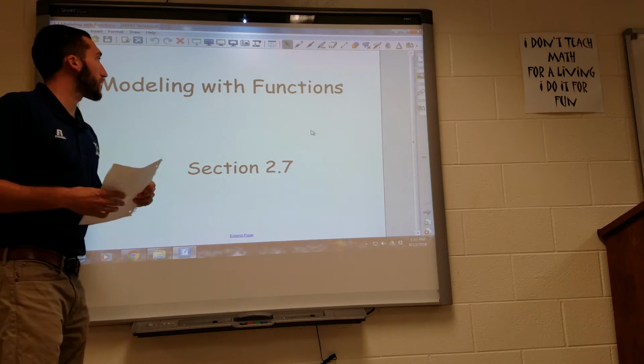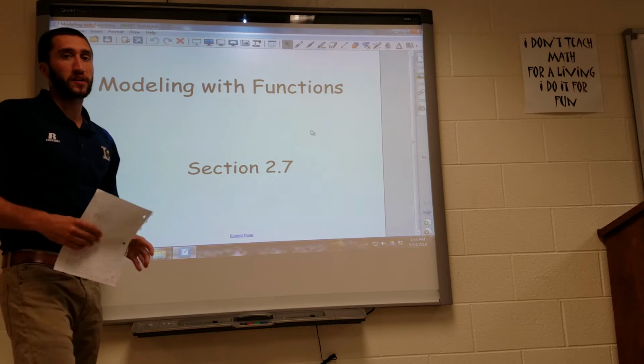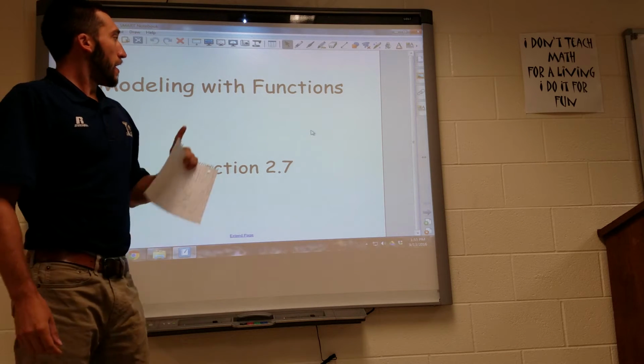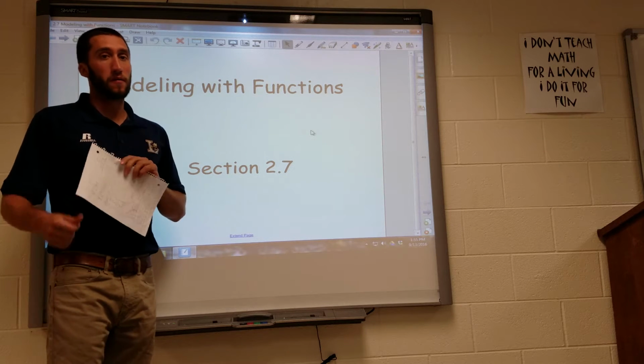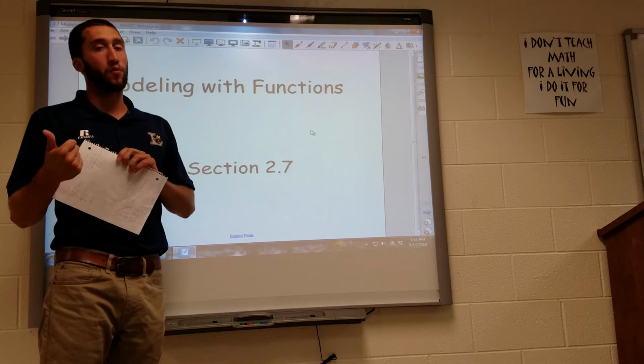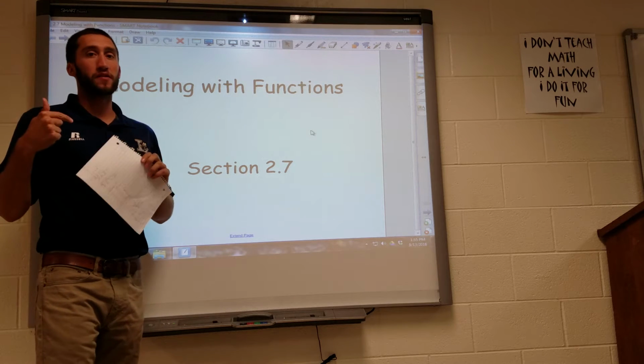Hello everyone, today we're talking about modeling with functions, section 2.7 in our book. Modeling, this section can be very tough for most people. Reason being, most of the questions are word problems and they can be very hard to visualize.